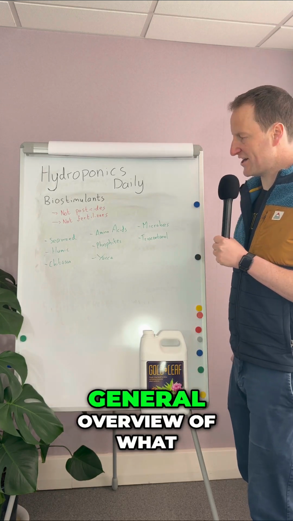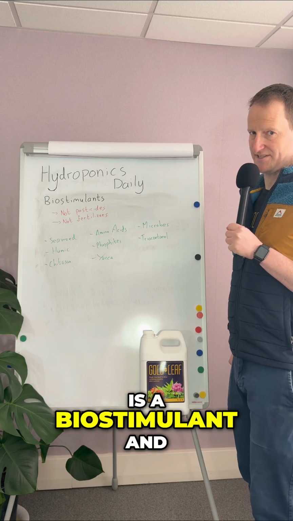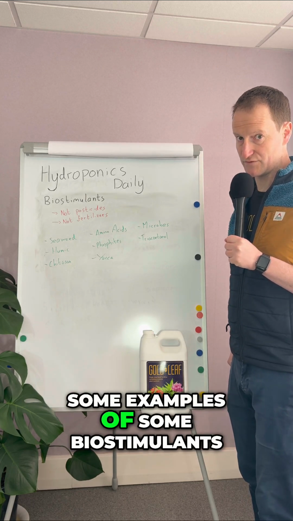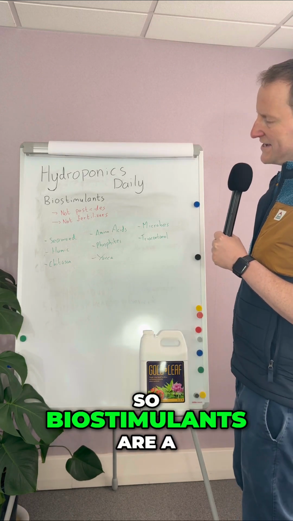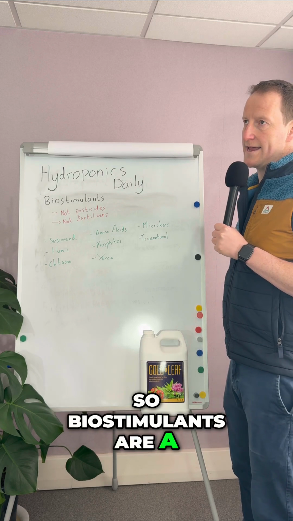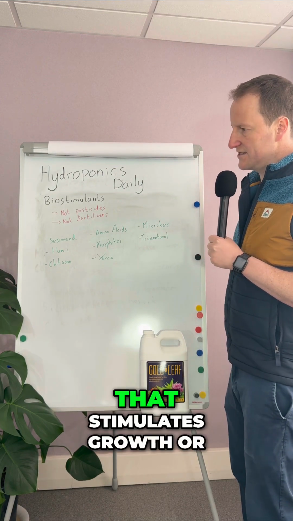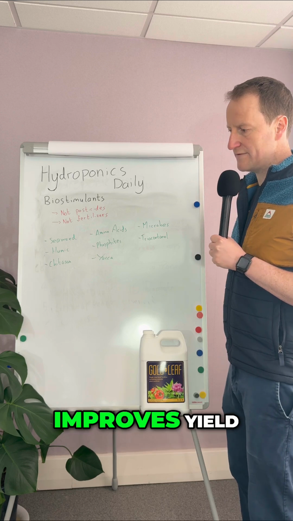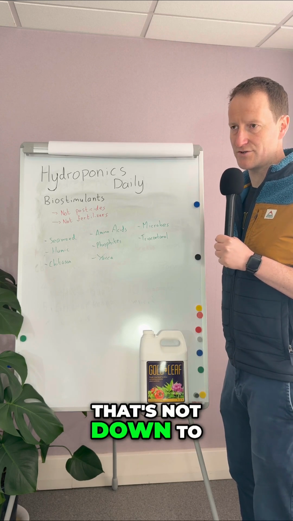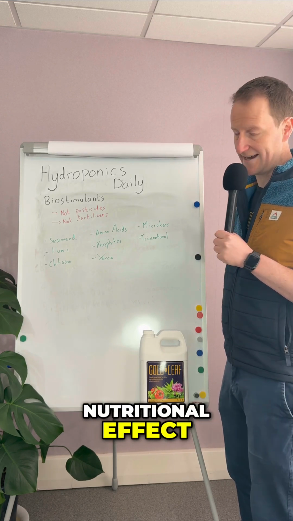Today's topic is a general overview of what is a biostimulant and some examples of some biostimulants. So biostimulants are an additive to a crop that stimulates growth or improves yield that's not down to nutritional effect.